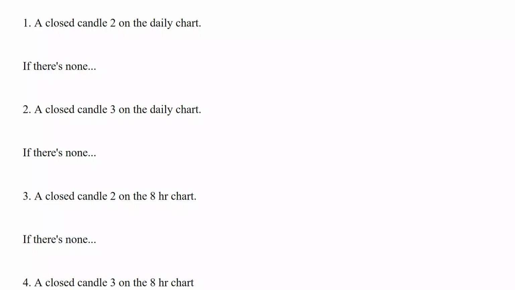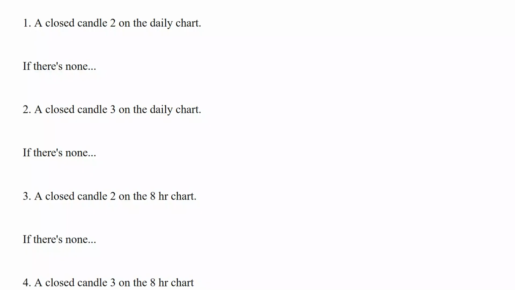If I don't see any of those, then I go down to the 8-hour chart. I look for a closed candle 2 on the 8-hour chart, and that gives me my bias for the next 8 hours. If I see none, then I look for a closed candle 3 on the 8-hour chart. That gives me my bias for the next 8 hours. If I don't see any of that, there's no trade to take. I have to wait for the next candle to close.